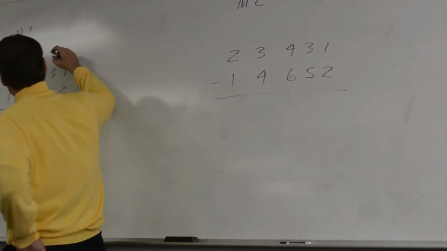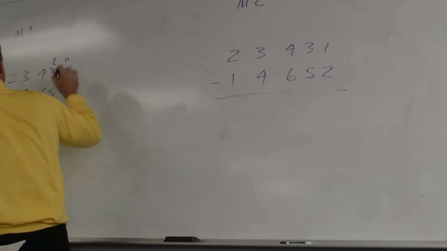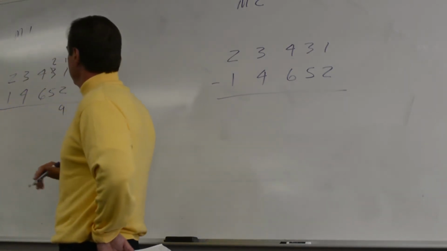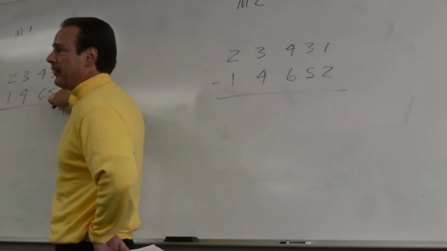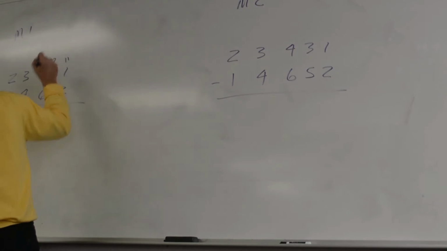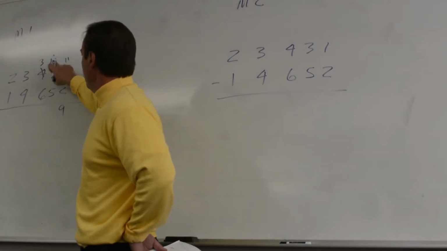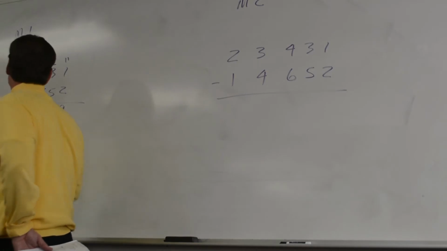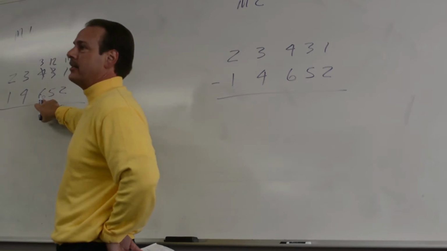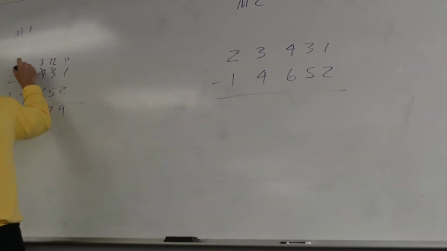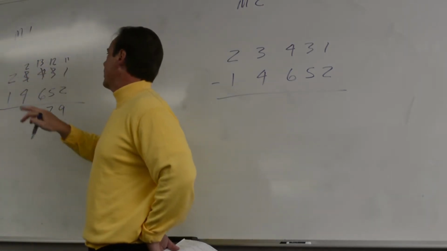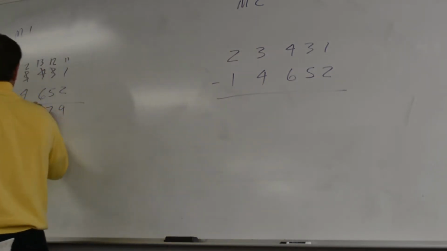I take this 3, I borrow 10 from the 3, this goes to 2, the 1 becomes 11. 11 minus 2 is 9. I go to my second column, I got 2 minus 5, can't do that. I go to the next column to borrow, this 4 becomes a 3, and that 2 becomes 12. Now I got 12 minus 5 equals 7. My third column, I've got 3 minus 6. I can't take 3 from 6. I come over here to this 3, knock it down to 2. The 3 becomes 13. Now I got 13 minus 6 would be 7.